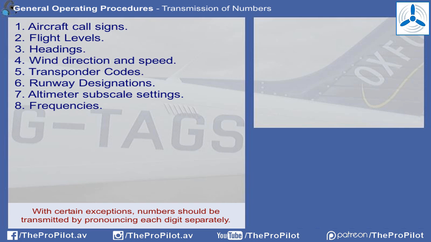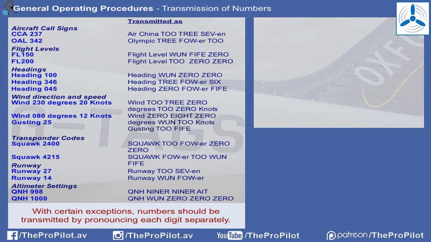With certain exceptions, numbers should be transmitted by pronouncing each digit separately. On screen now, you see examples of the transmission of numbers for which this rule holds good. Numbers are transmitted separately for aircraft call signs, flight levels, headings, wind direction and speed, transponder codes, runway designations, altimeter subscale settings, frequencies. Click on a number in the list to hear how it's pronounced. You may use the record playback facility if you wish to listen to your own attempts at pronouncing the numbers.